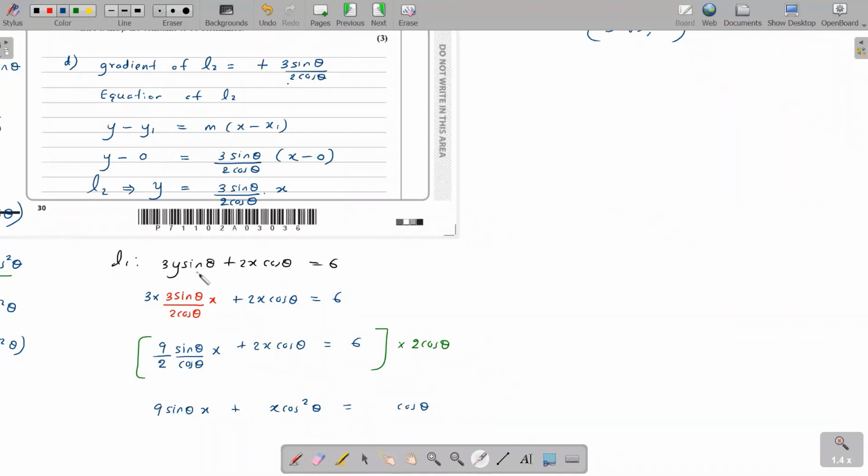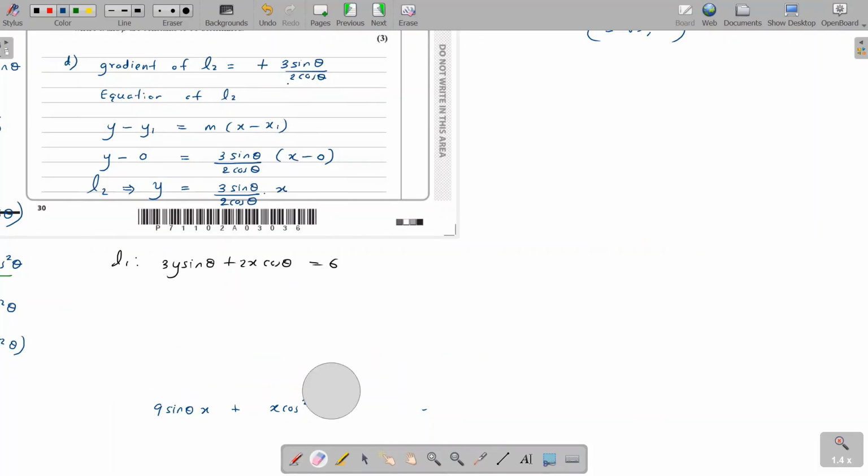Yeah, so this is 3y sine theta, right? I have not, there's a slight error here. So I will change this because I have not input the sine theta value. So again, this is 3 into y, which is 3 sine theta over 2 cos theta x. And then there's this sine theta again here, right? And then plus 2x cos theta equals 6.